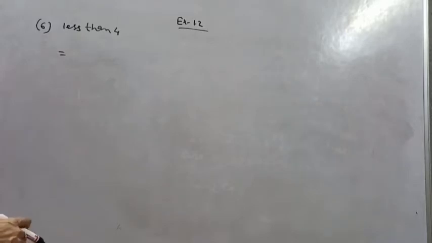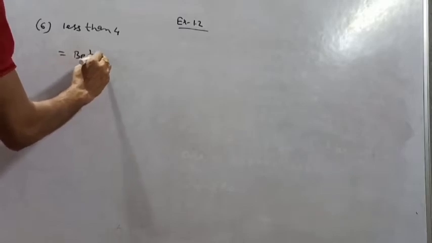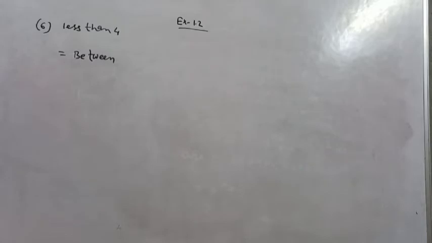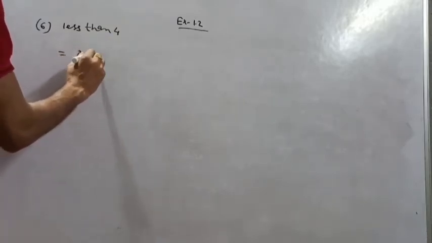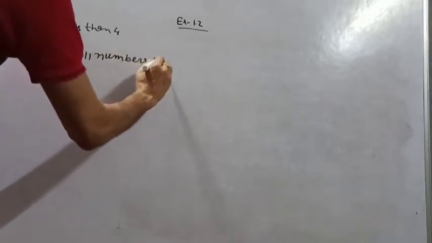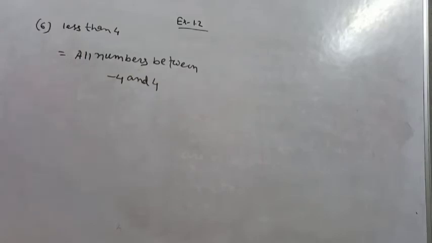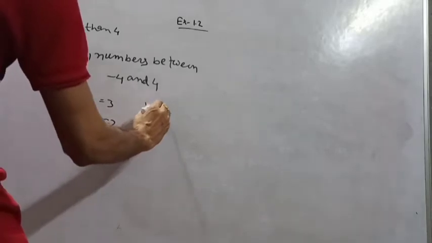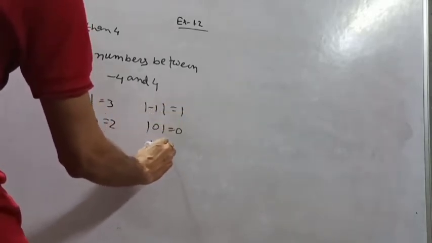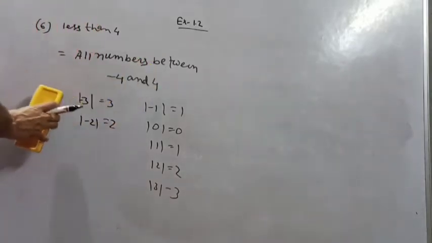Which rational numbers have absolute values less than 4? All numbers between minus 4 and 4. You can note minus 3, 3, minus 2, 2, minus 1, 1, 0 always 0, 1, 2, 3. So all numbers between minus 4 and 4.